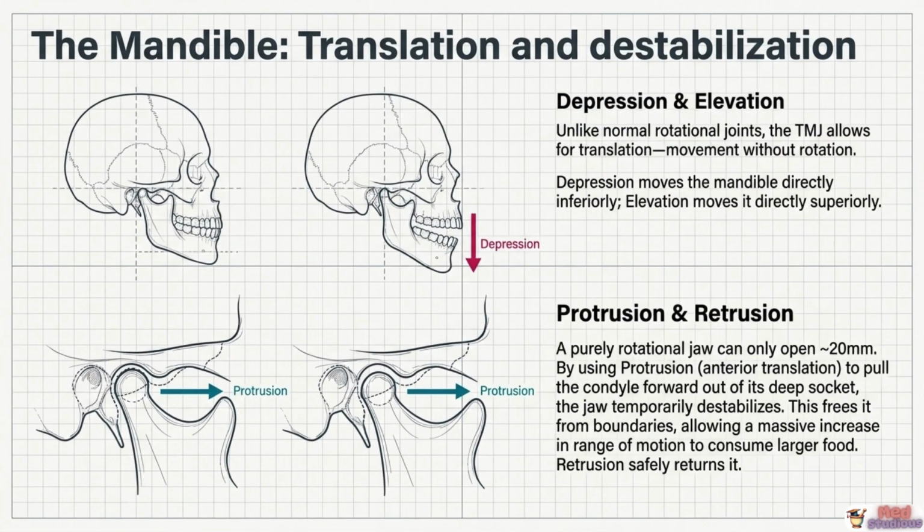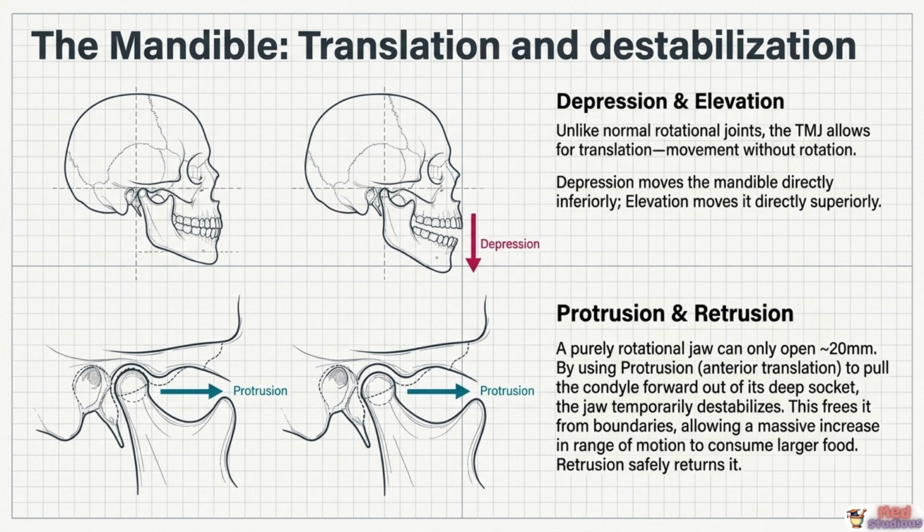The jaw is unlike any other joint in the body, and here is why. Most joints are purely rotational. They spin around a fixed axis. A purely rotational jaw could only open approximately 20 millimeters, which is barely enough to take a small bite. The TMJ solves this with a process called translation, movement without rotation. When you open your mouth widely, the jaw first depresses, moves inferiorly, then undergoes protrusion.